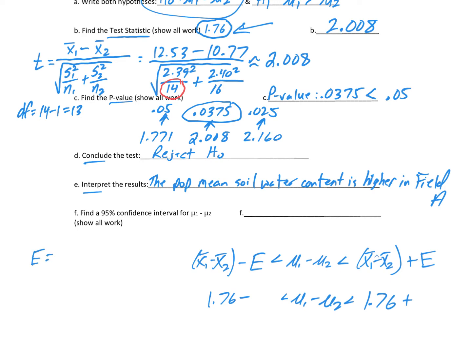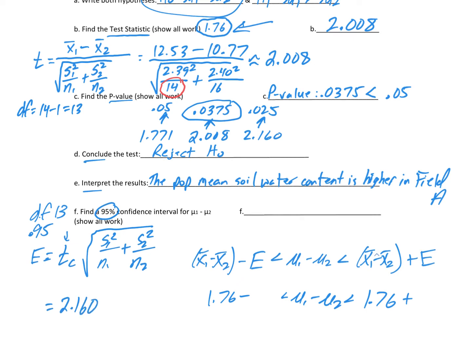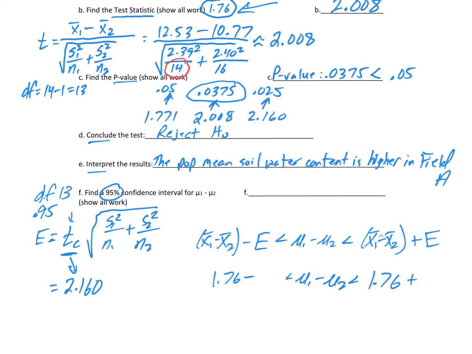E, ladies and gentlemen, by formula, is a critical value for T times that same old big square root, S1 squared over N1 plus S2 squared over N2. Remember, any T, you're going to have to use the chart again. So we're going to go degree of freedom of 13. And since it's 95%, we're looking up 0.95. And all you have to do is just go down 0.95 and over 13, and you will see 2.160. Okay, so this number comes from your T-chart.